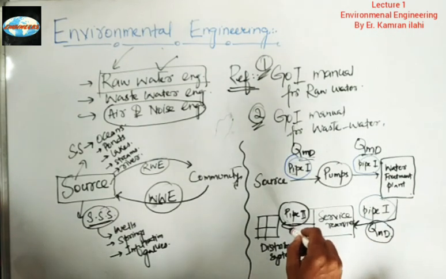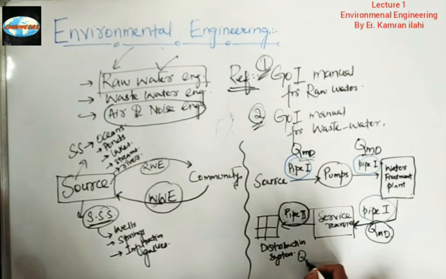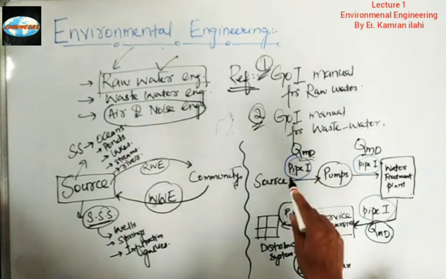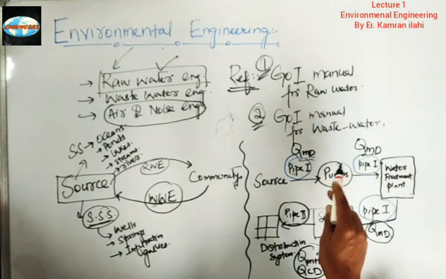And this distribution system is always designed for maximum hourly demand or the coincident draft, whichever is maximum. I hope this is not coming out of the board. So this distribution system is designed for that. In further lectures I will be discussing why these pipes are designed for maximum hourly demand and why those pipes are designed for maximum daily demand. This is a very important thing.